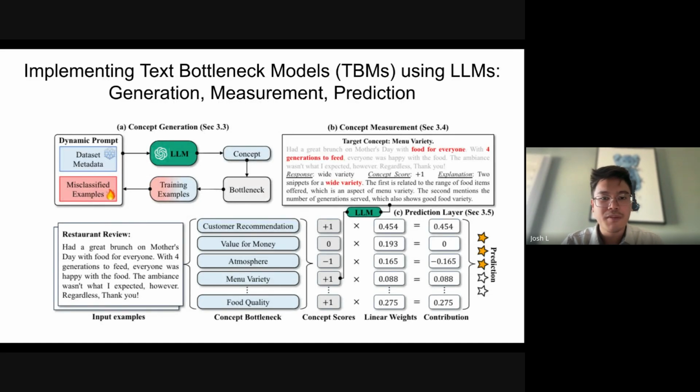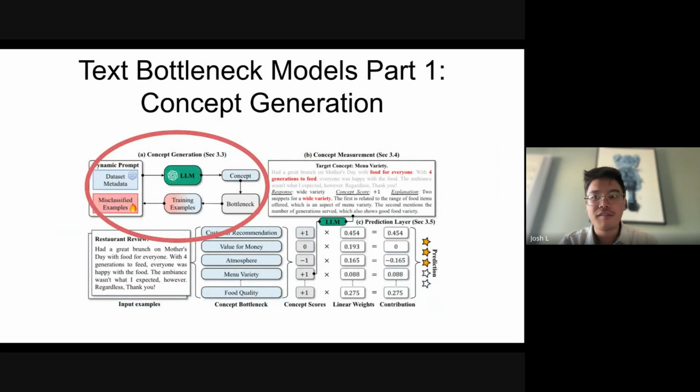So in our whole system, there's 3 main modules that we need to look at. We have the generation module, which generates the concepts. We have the measurement module, which measures those concepts in zero shot. And then we have the prediction module, which takes into consideration all of the concept scores that we measured to arrive at the final prediction. So going into the first part of this module, concept generation, how do we do that?